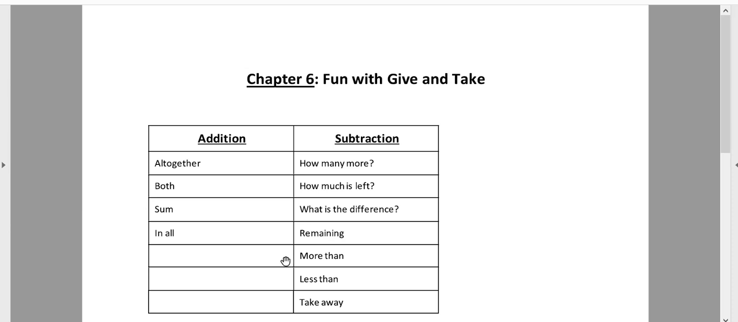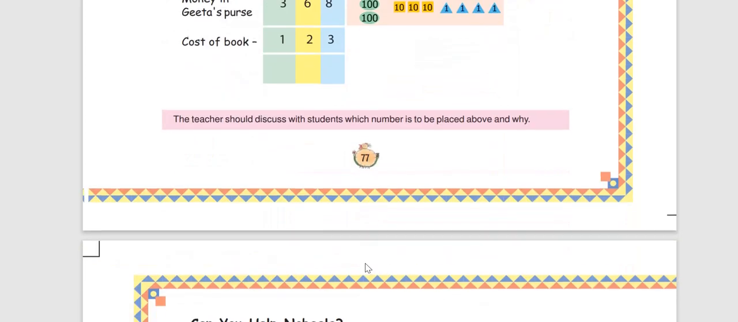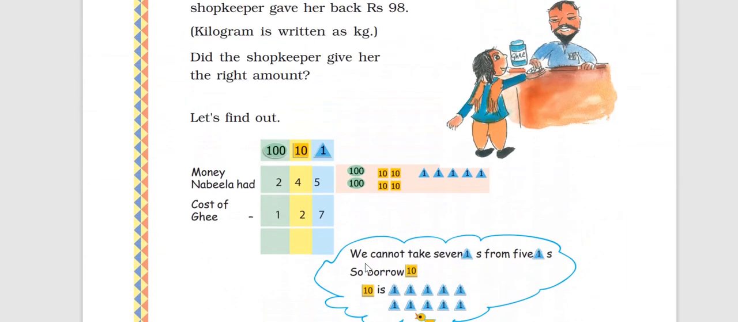And some words or phrases like more than, how many more, or less than, or take away from the remaining. When we find these words or phrases, it gives us an idea that we need to subtract to arrive at the answer. And similarly, we have a few keywords that help us identify that the operation that we need to do is addition, like altogether, both, some, and in all. We need to do addition. So this is all we covered in the first and second chapter.